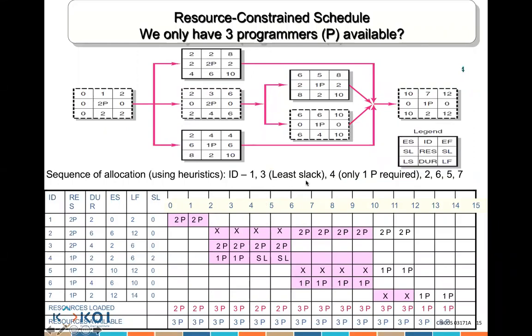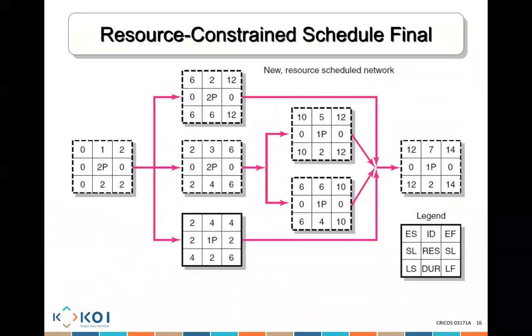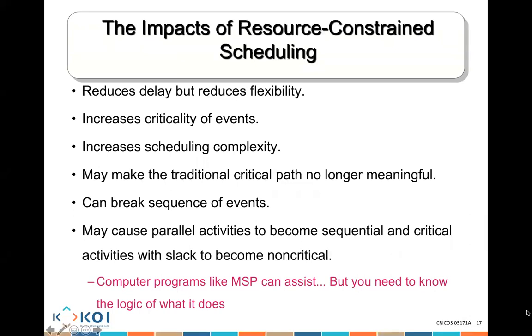This is basically telling you why we've used the rules, how we've applied the rules, minimum slack, smallest ID number, and so on. So you can see that the project is now going to take longer, as we've explained earlier, because you do not have enough resources. The impact of a resource-constrained project is that you will have much less flexibility.